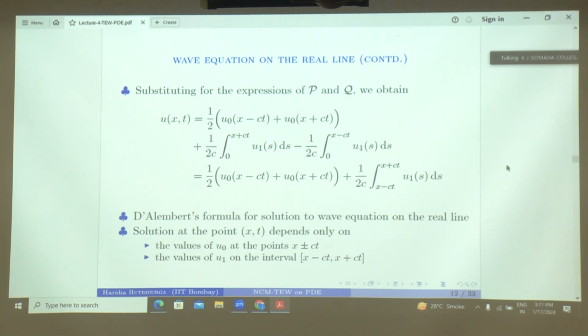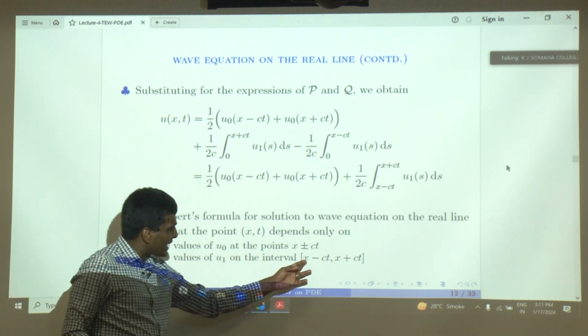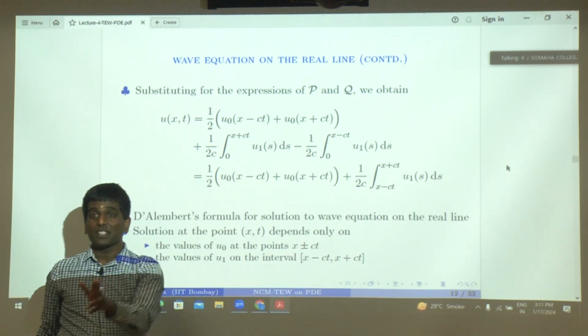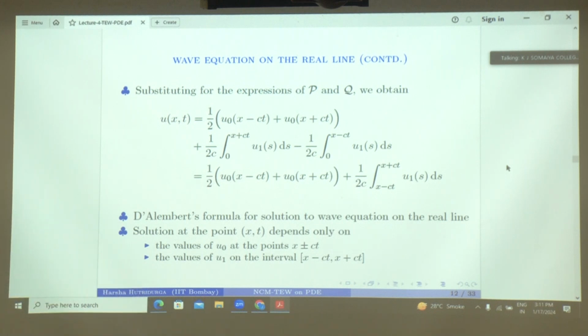Actually there are 2 transport equations sitting inside the wave equation, for whom one characteristic is x minus ct and the other is x plus ct. So these 2 are happening. But ignore what I just said. We are just trying to understand from calculus, and we will just stay with this.